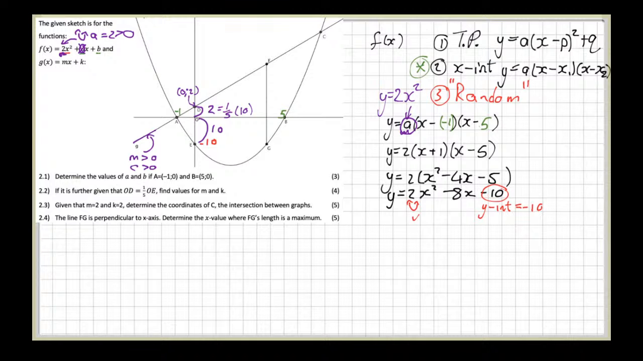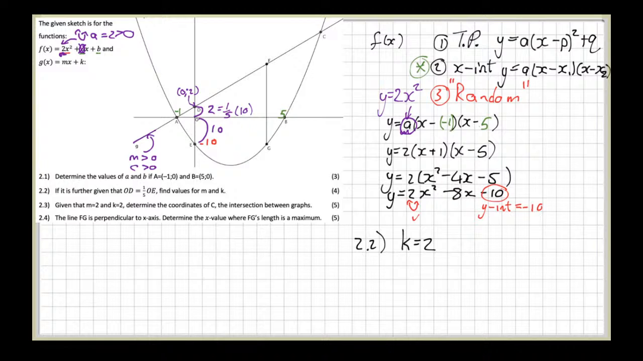Let's quickly have a look now at the next question. Question 2.2. Question 2.2 asks us to determine the values for m and k. Now, m is the gradient, and k is the y-intercept. So automatically, I have that k is equal to 2, because that's a y-intercept.